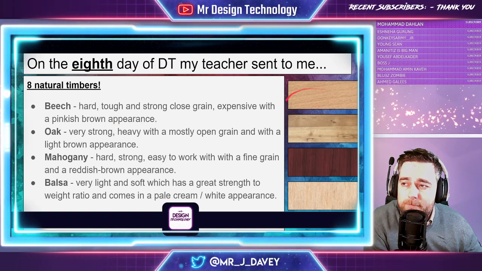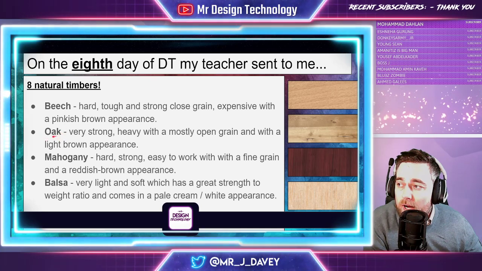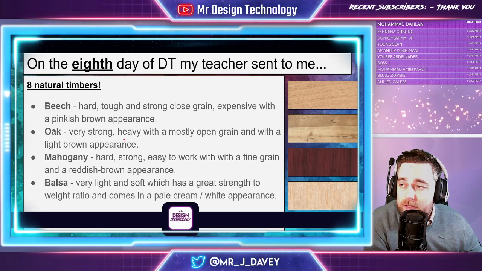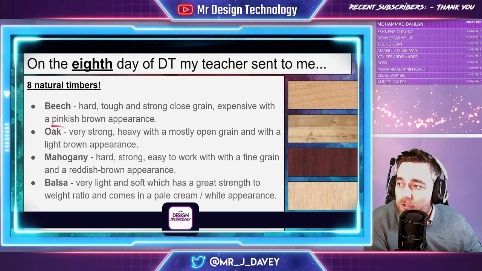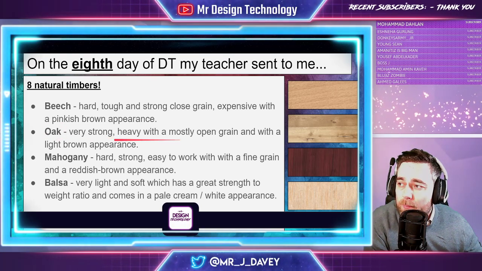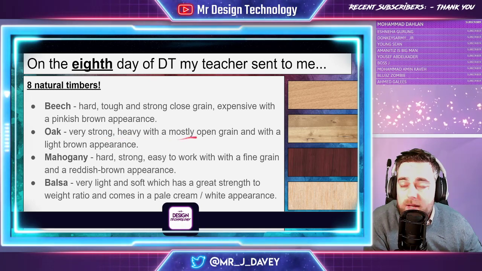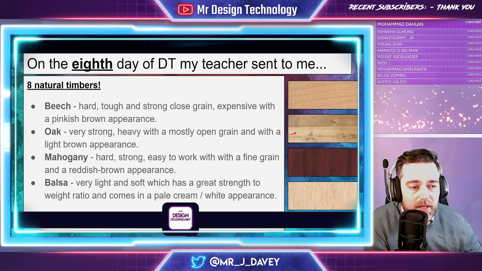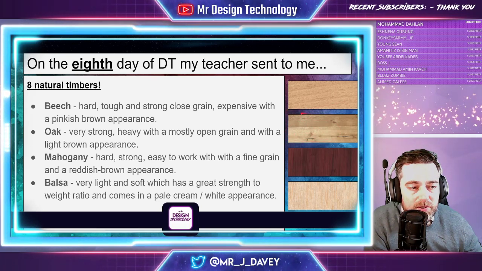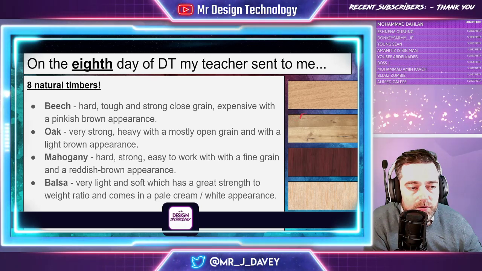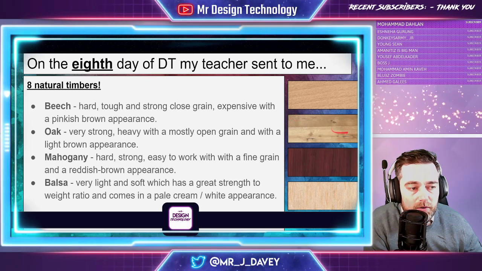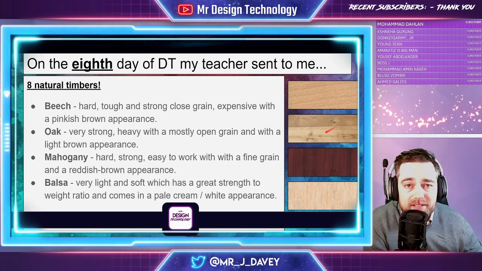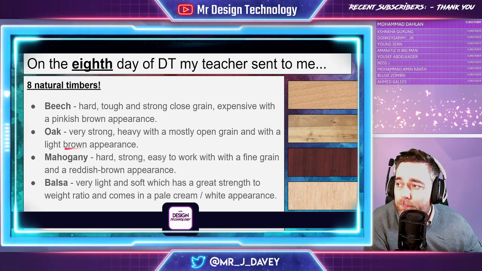You can almost see there it's a little bit pinky. Next on my list we've got our oak, which is very strong, but with that comes a weight to it, so it's often heavy. Solid oak furniture tends to be quite expensive as well, because it's strong and it's heavy. Mostly open grained though, with a light brown appearance. As you can see here from my example, you can see that light brown there, and we can almost see the knots of the trees because of the openness to that grain, which makes it quite easy to saw and cut through.